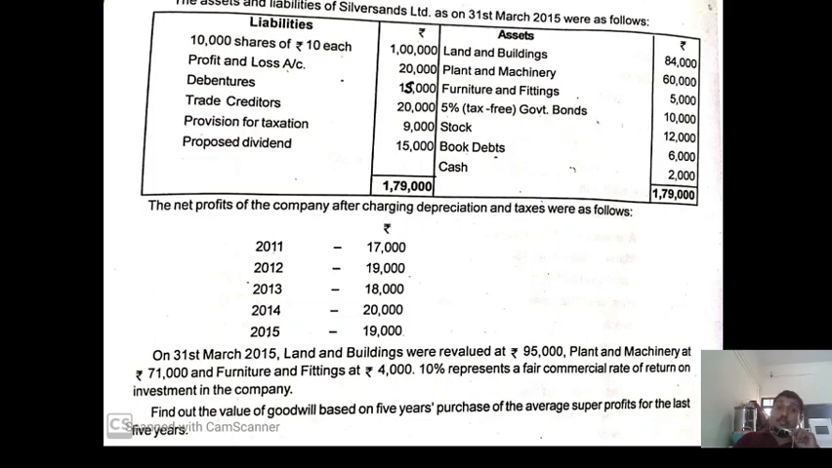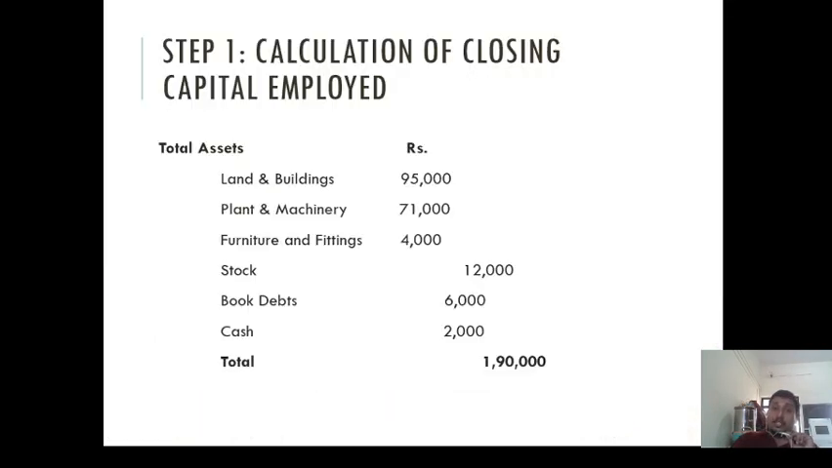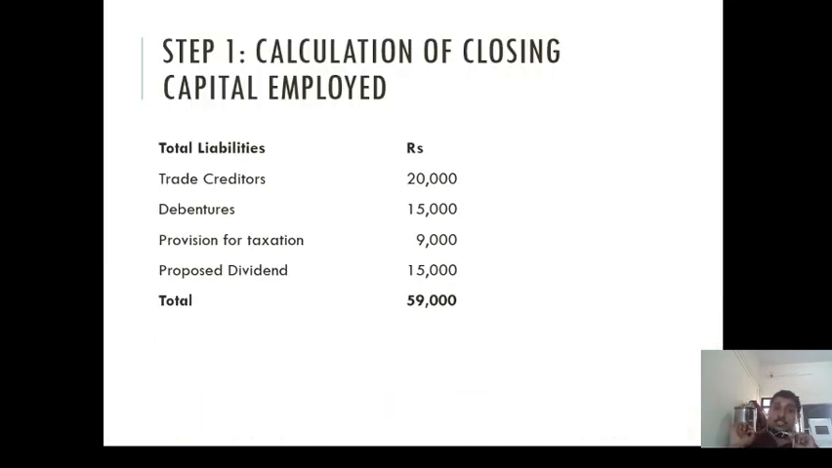So except equity shares and profit and loss account, we are considering everything else. Because equity shares and profit and loss account are both shareholders' fund. Equity share capital is their capital. Profit and loss is nothing but divisible profit. We have discussed it in our previous classes also. So trade creditors, debentures, provision for taxation and proposed dividend together become our total liabilities. Total liabilities is 59,000.